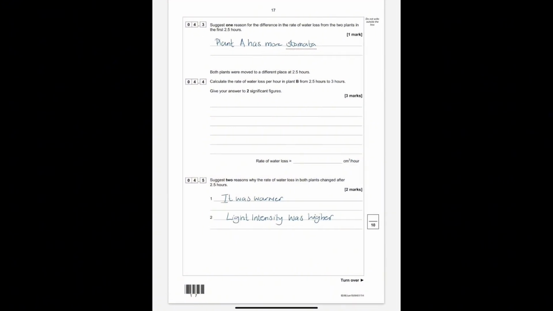This is a calculation that we need to do. Both plants were moved to a different place at 2.5 hours. Calculate the rate of water loss per hour in plant B from 2.5 hours to 3 hours. Give your answer to 2 significant figures.